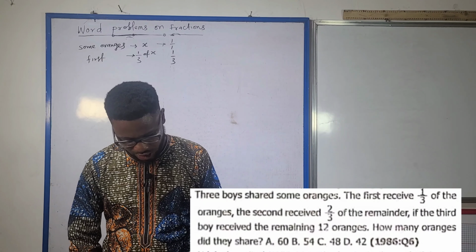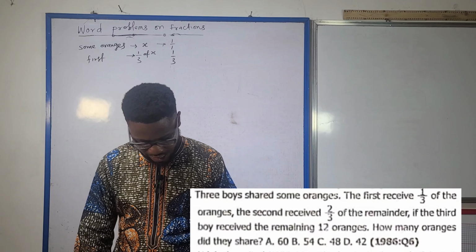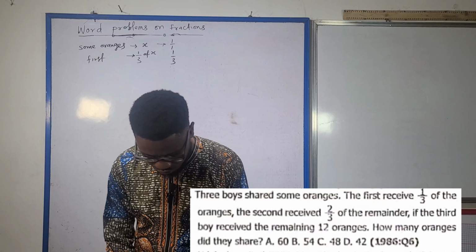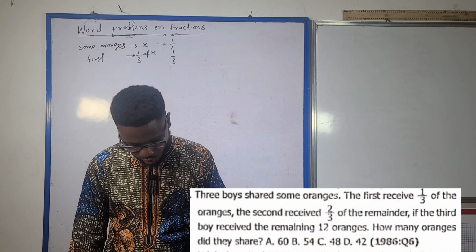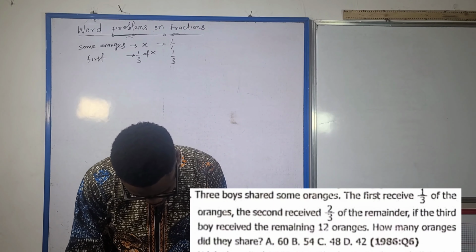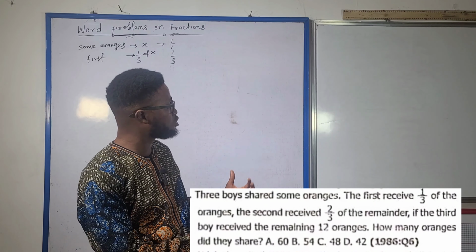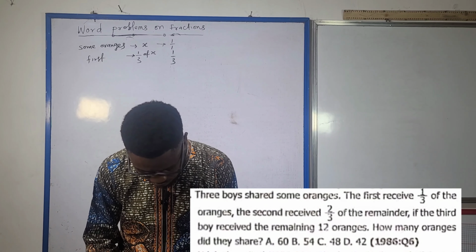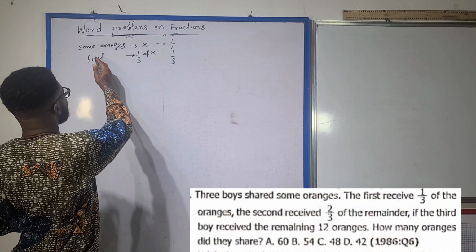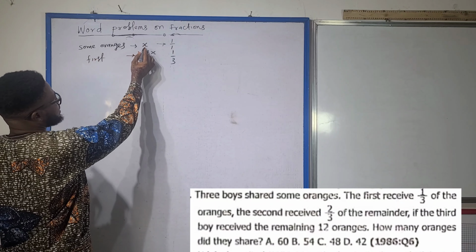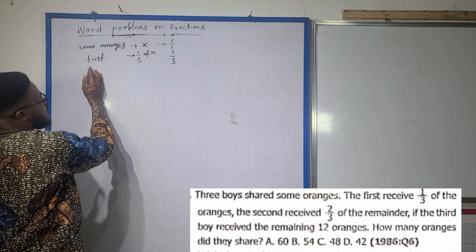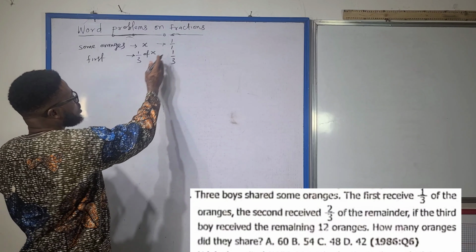So, as you can see on your screen, we have a question that states that three boys shared some oranges. The first received one-third of the oranges. When you look at it, recall that we said we should always look out for our punctuations. The first received one-third of the oranges, and that I've interpreted here. They shared some oranges. Let the oranges they shared be X. But in fraction term, that is 1 over 1. The first now received one-third, 1 over 3.